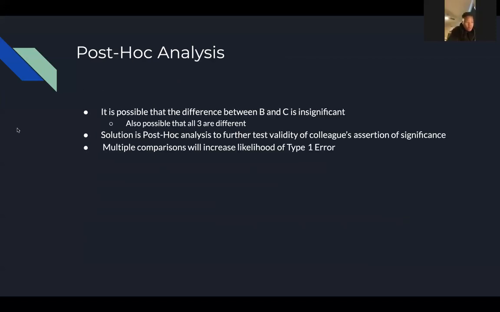Okay. Our colleague tells us that A and B have statistically significant differences. It is also possible, however, that the difference between B and C is insignificant. Additionally, it's also possible that all 3 are different. The solution then becomes a post hoc analysis to further test the validity of our colleague's assertion that there is indeed a difference. Multiple comparisons can be made in that regard, but that will increase the likelihood of a type 1 error.